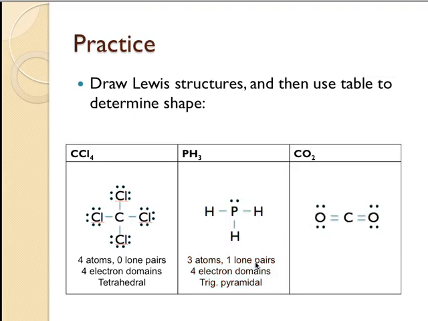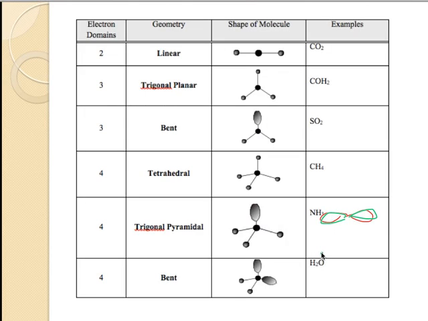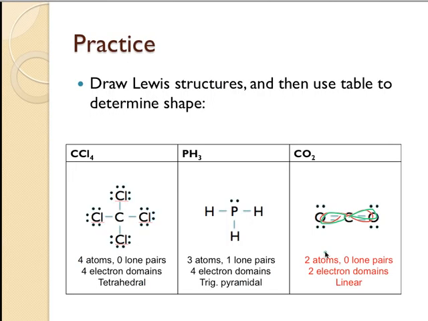CO2, the Lewis structure is this. I have 2 electron domains. Those electron domains both have atoms connected. Looking at the table, you should pick up that that will be a linear molecule.